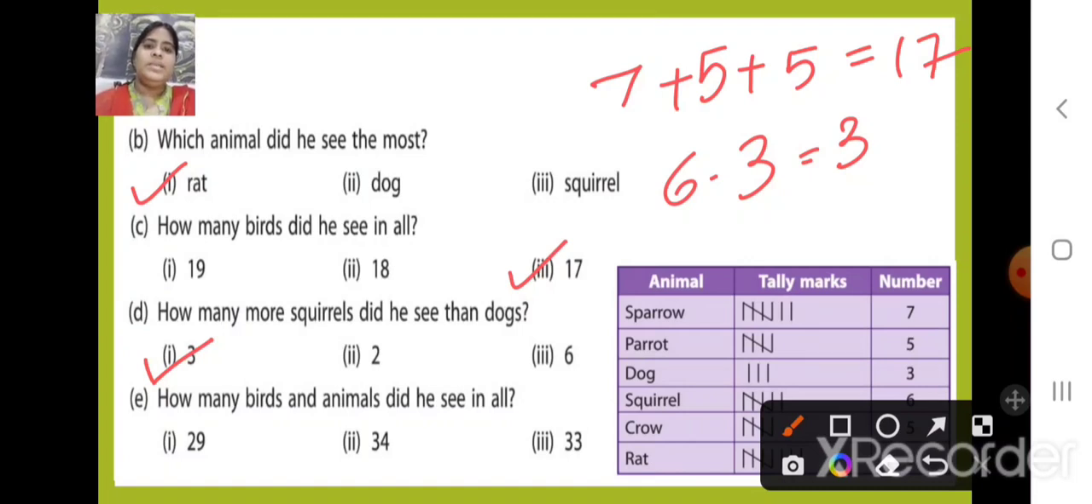The last one is how many birds and animals did he see in all? So we have to total everything. Correct. If we total everything, we will get 34. Second one. Okay. So there are total 33 birds and animals in all. Okay. Everyone will tick mark all the correct answers in the textbook.